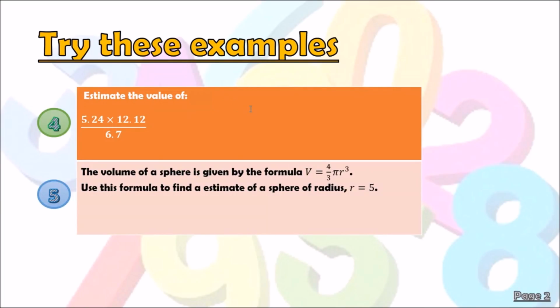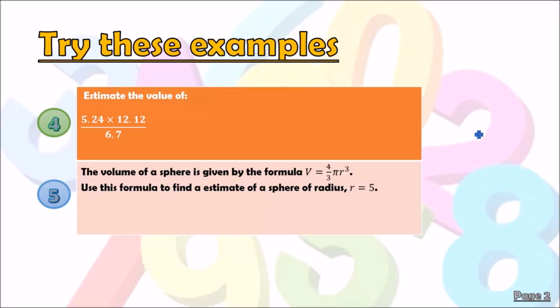Now, let's move on to some examples I want you guys to practice. Okay, so I've listed these as 4 and 5. Again, these are the grades you'll get in the 9 to 1 paper, so I hope you guys like my new style. Now, jumping in, the question wants us to estimate the value of 5.24 times 12.12 over 6.7.